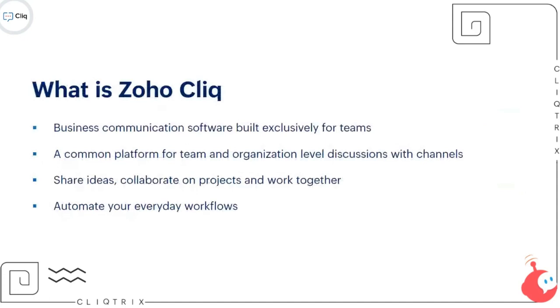So moving on, let me tell you what Cliq is. Zoho Cliq is a business communication software and a collaboration platform. It is built exclusively for businesses where teams can get together, collaborate, discuss, and communicate with each other to get things done in a productive way. Cliq provides a forum for team and organization level discussions with the help of channels and group chats. This enables teams within the organization to communicate and collaborate effectively.